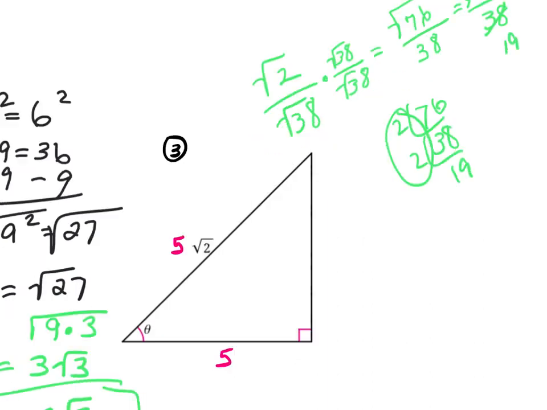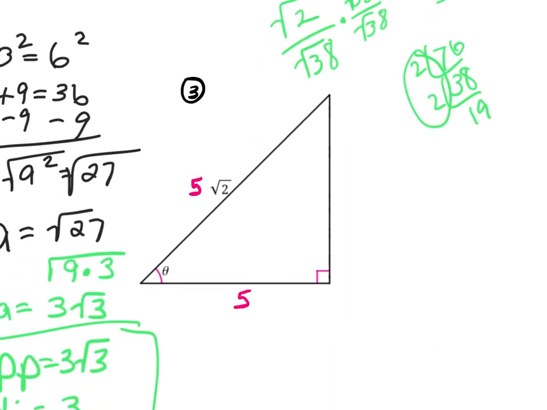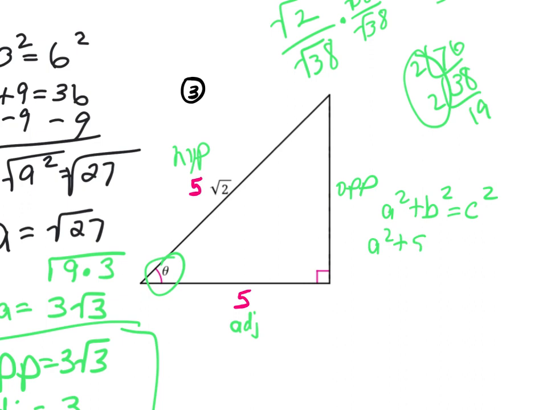No problem. So like in this case, guys, right? This is adjacent again. This is my hypotenuse again. I'm looking for the opposite side, which happens to be a leg. So you would say a squared plus b squared equals c squared. So a squared plus 5 squared equals 5 root 2 squared.